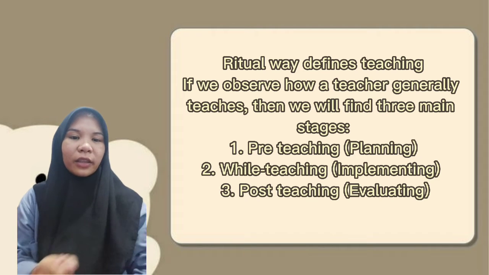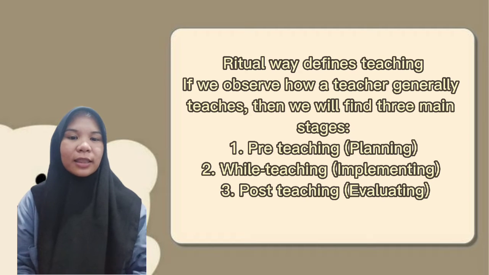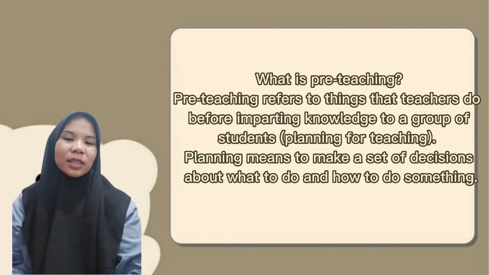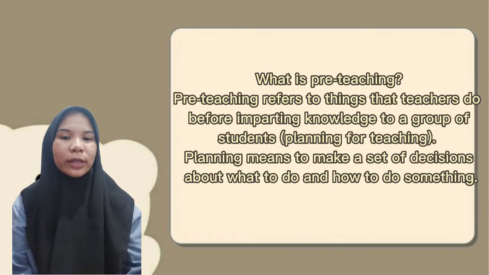The ritual way defines teaching. If we observe how a teacher generally teaches, we will find three main stages. Number one, pre-teaching or planning. Two, while teaching, implementing. And three, post-teaching, evaluating. What is pre-teaching? Pre-teaching refers to things that the teacher does before imparting knowledge to a group of students. Planning of teaching. Planning means to make a set of decisions about what to do and how to do something.